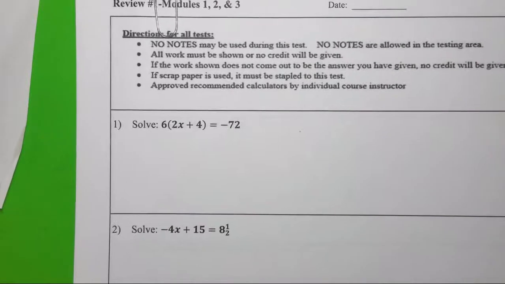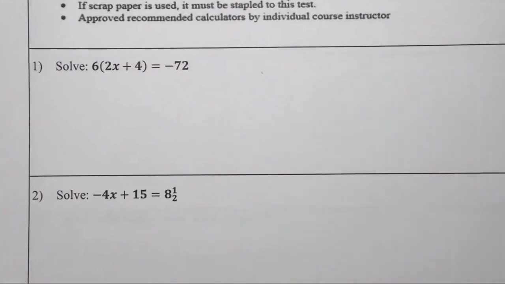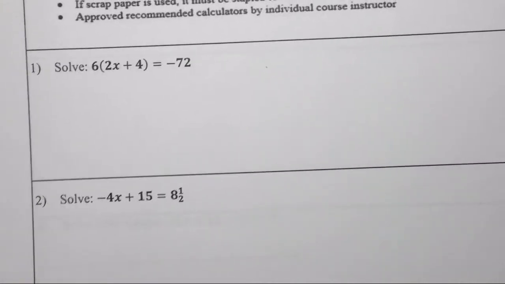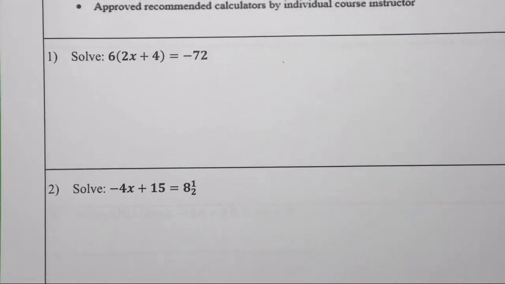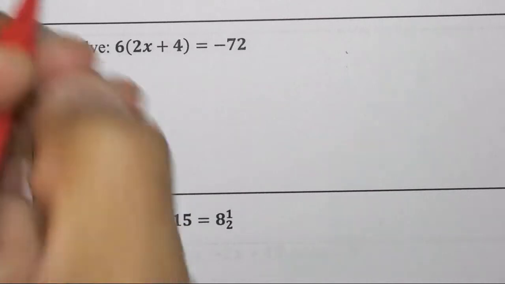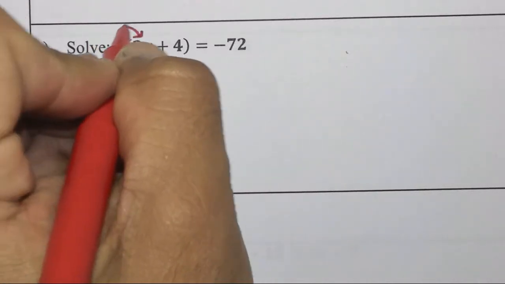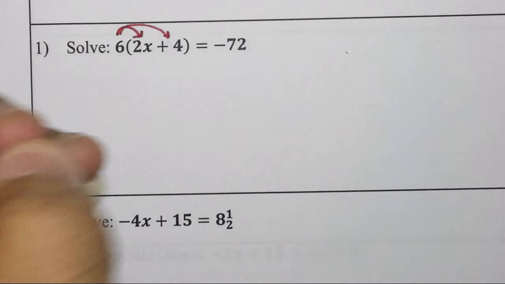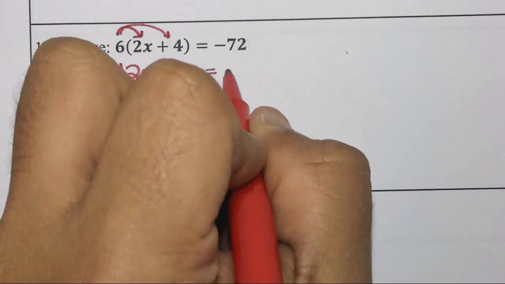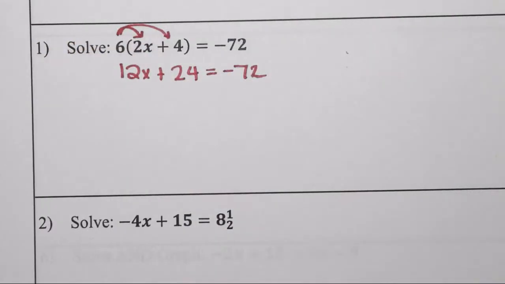All right, I'm going to go ahead and work out the review with you. So for number one, I'm going to try to zoom in so that you can see better. For number one, the first thing that we want to do is distribute that 6. And so we get 12x plus 24 is equal to negative 72.